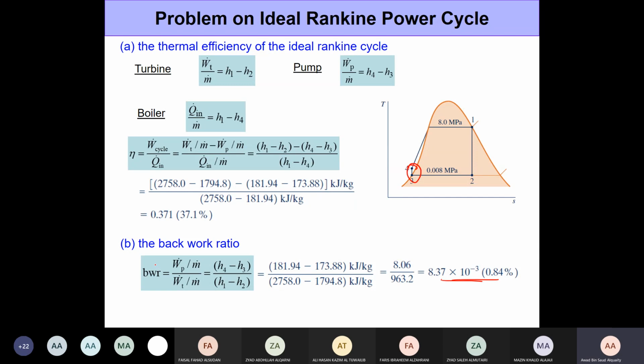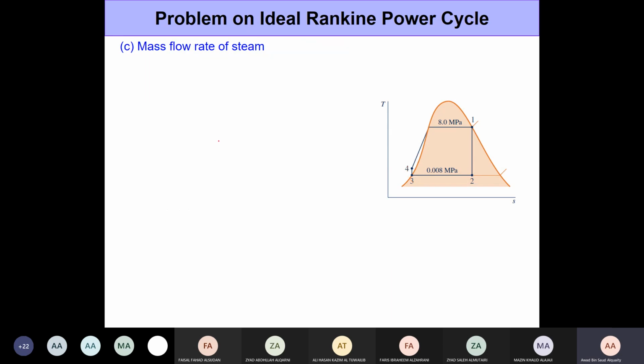All right, so these two are pretty straightforward. These two are things that we have done before. Now let's move forward and calculate the mass flow rate of the steam. We have been provided the net power output. It's 100 megawatt. So the question is, how do we go ahead and calculate the mass flow rate? Anyone can give me suggestions?